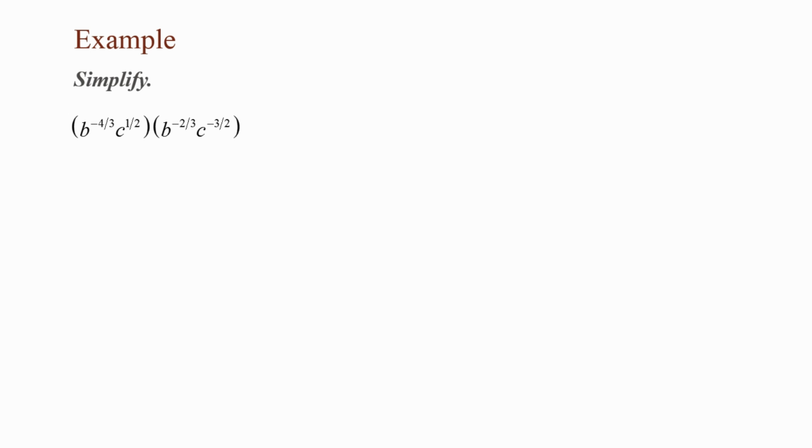In this example, we want to simplify b to the negative 4/3 over c to the 1/2 times b to the negative 2/3 times c to the negative 3 over 2. My first step is to combine the b's and combine the c's. Since I'm multiplying the variables, I can add the exponents. So I have b to the negative 4/3 plus negative 2/3, times c to the 1/2 plus the negative 3 over 2. Negative 4/3 plus negative 2/3 will give us negative 6/3, so I have b to the negative 6 over 3.